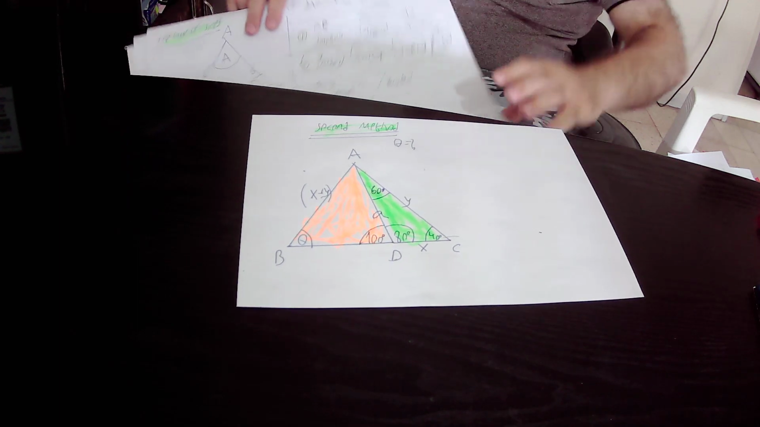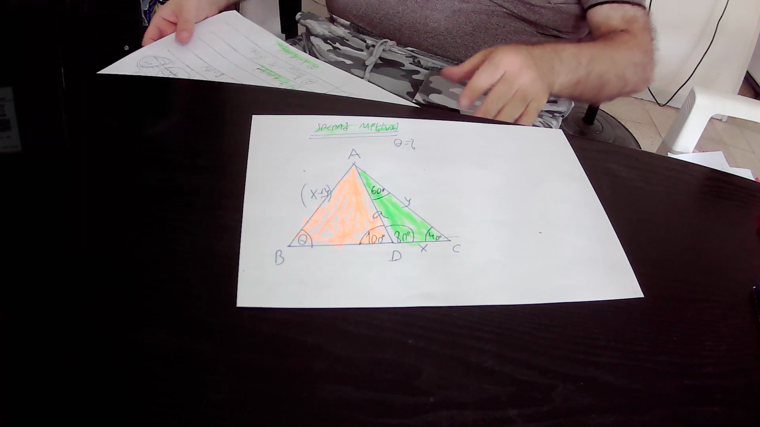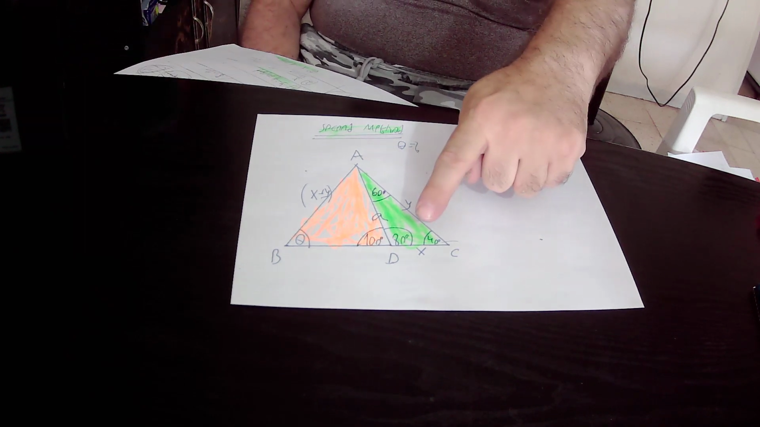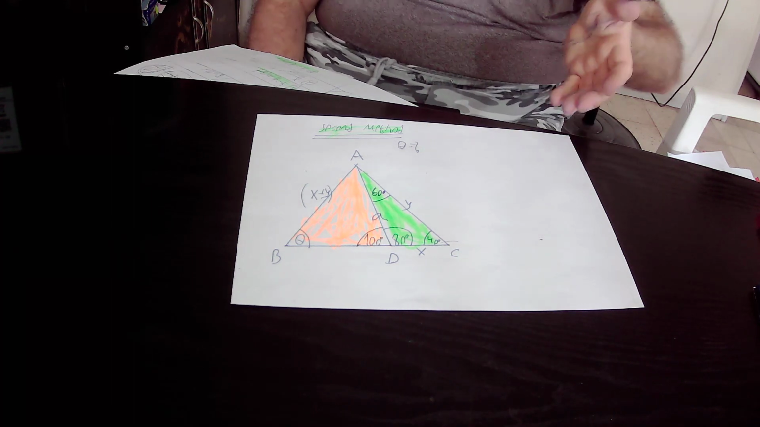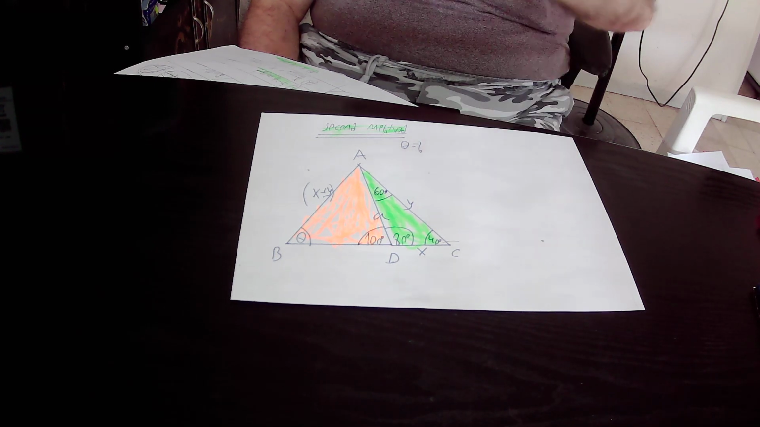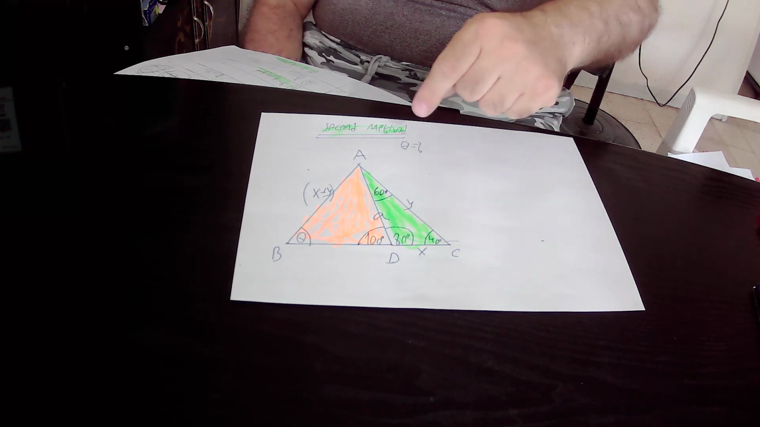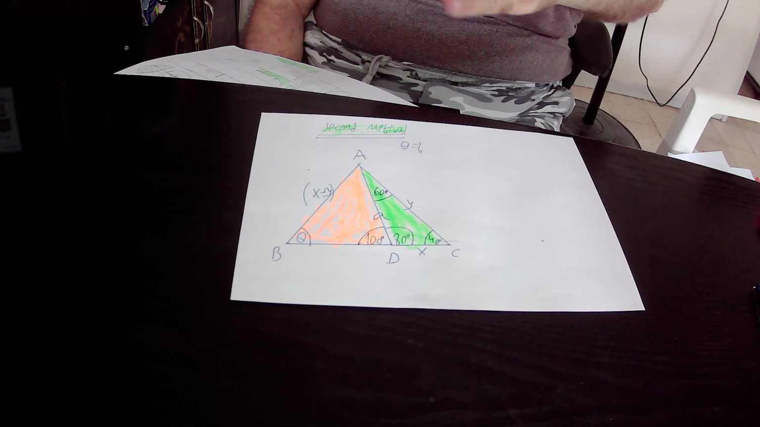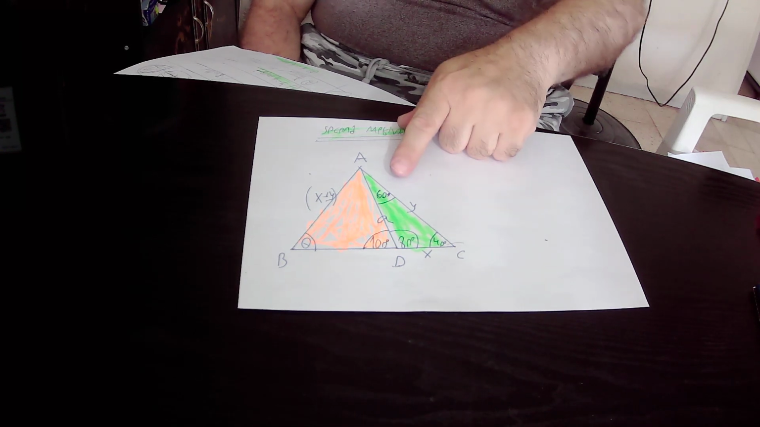In the second method, we focused on triangle ADC. In triangle ADC, this angle equals 80 degrees. This angle equals 40 degrees. 80 degrees plus 40 degrees is 120 degrees. So if the sum of two angles in the triangle is 120 degrees, the third angle must be equal to 60 degrees. Why? Because 60 degrees plus 120 degrees is 180 degrees, and the sum of the angles in any triangle is equal to 180 degrees. Okay, so this angle equals 60 degrees.